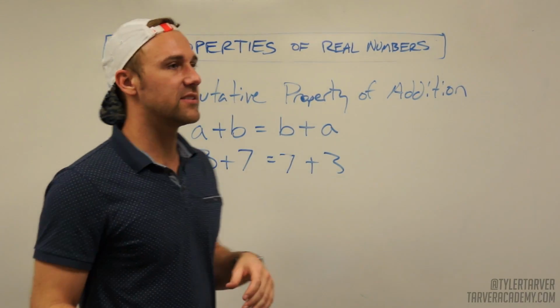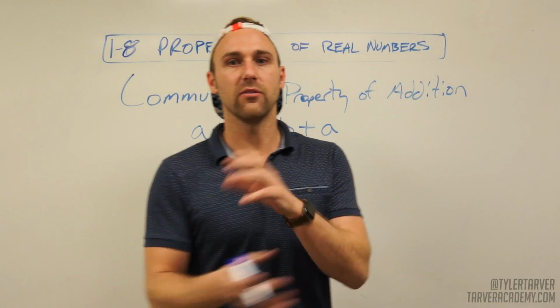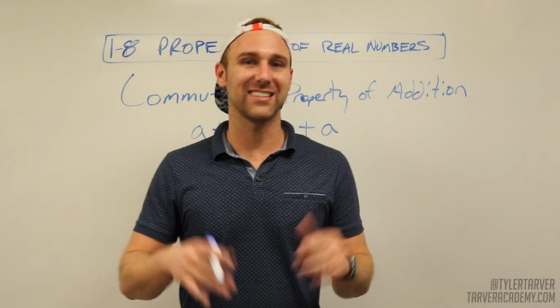Commutative property of addition means that you can add two things together and you can flip them and add them together and they're going to equal the exact same thing.